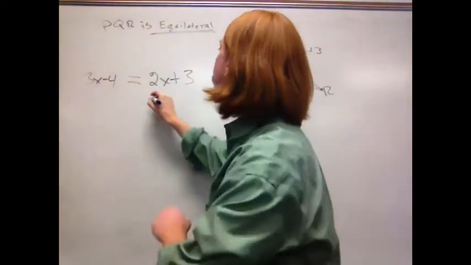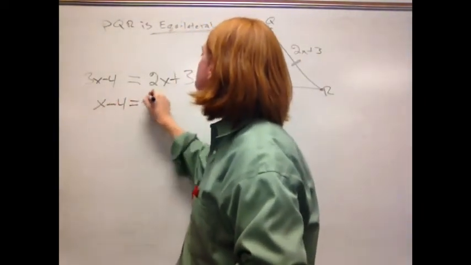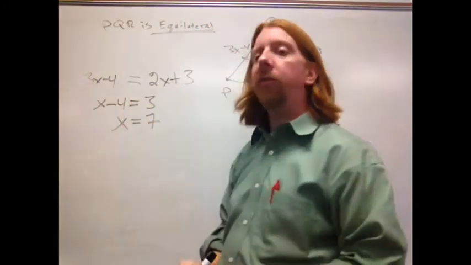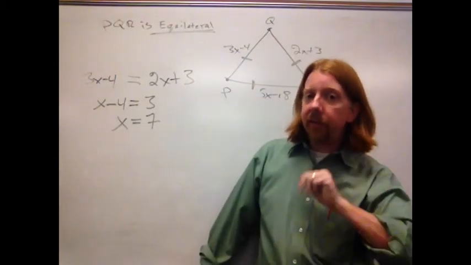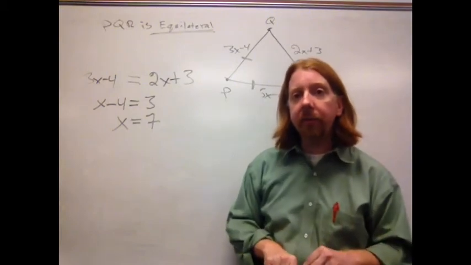So let's do the algebra. Subtract 2x from both sides. Leaves me x minus 4 is equal to 3. Add 4 to both sides. X is equal to 7. Now that doesn't actually tell me how long all the sides are. That simply tells me what the variable would be if they all match up.